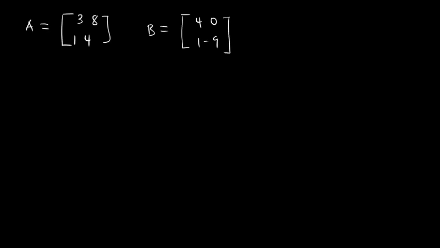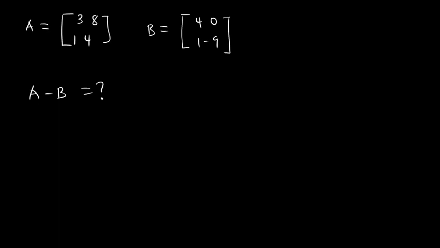So let's say I have matrix A, which is equal to 3, 8, 1, 4. And I have matrix B, which is equal to 4, 0, 1, minus 9. So I have these two matrices. Let's find A minus B. How are you going to do this?